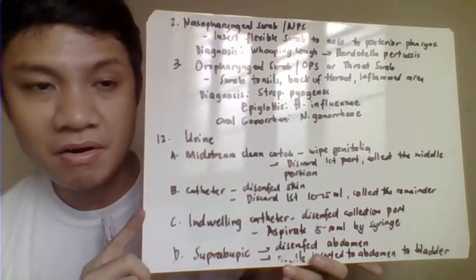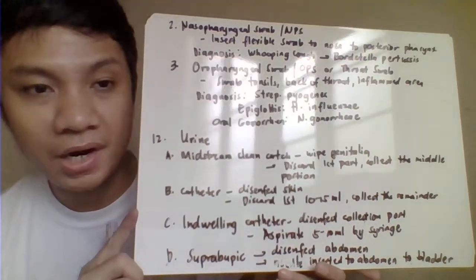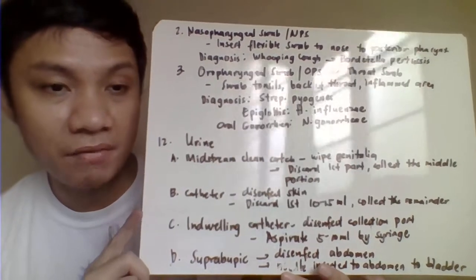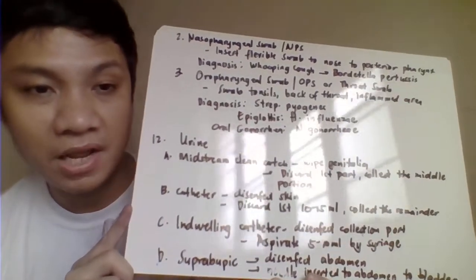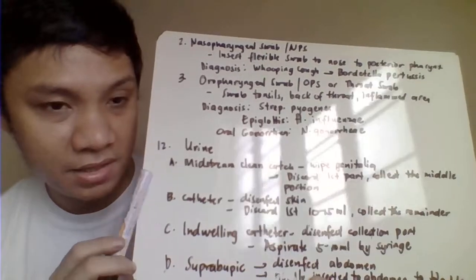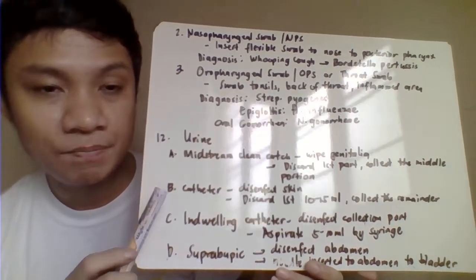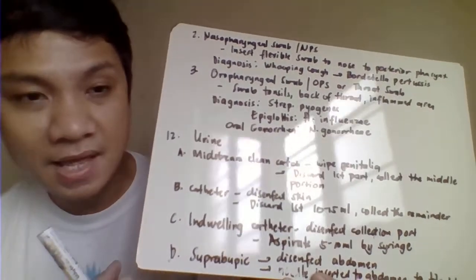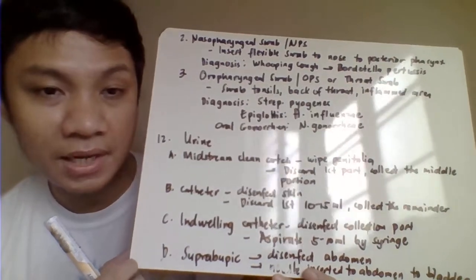Another specimen here that we could eventually collect here or use here for our culture and sensitivity, we have here the urine for the urine culture and sensitivity. The following method of collection for the urine. So the first one, we have here the midstream clean catch. For the midstream clean catch, okay, just like as what we have discussed in the AUBF. So first, you need to clean the external genitalia.